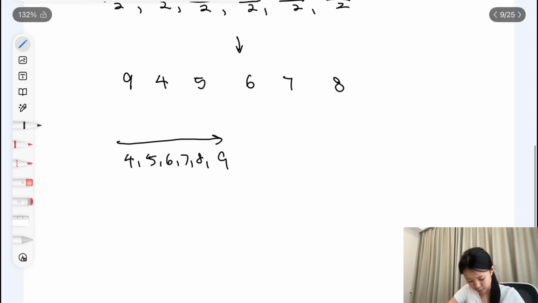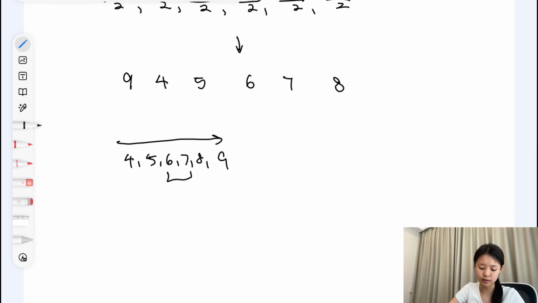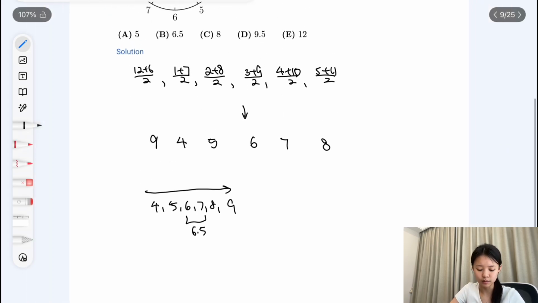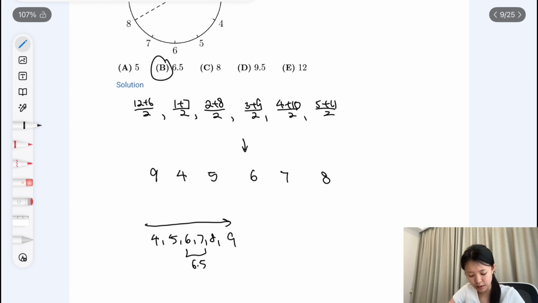So we know that averages are basically the middle number. So basically we can put 6 plus 7 and then divide it by 2 to get 6.5, since all of these are added up by an equal value. So the average of all of them is just the median. So the answer is B.